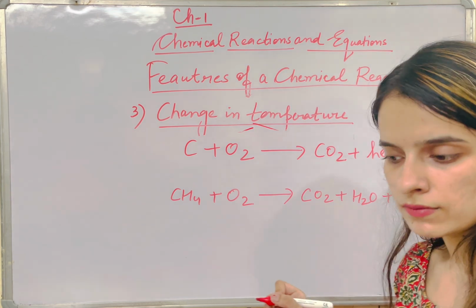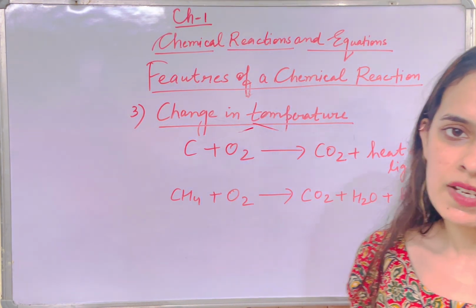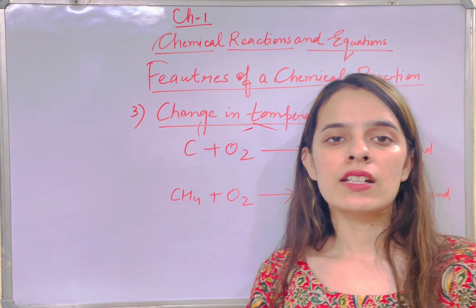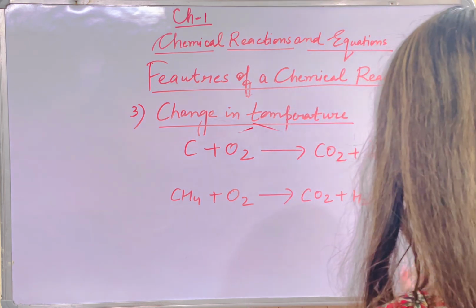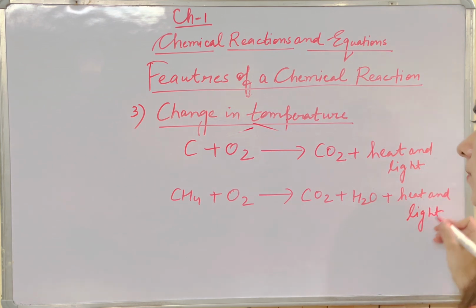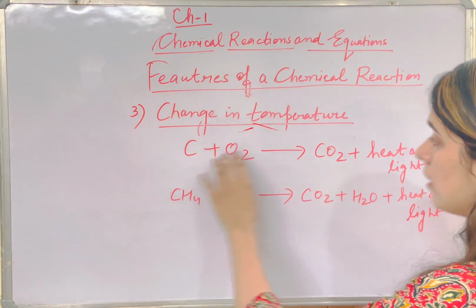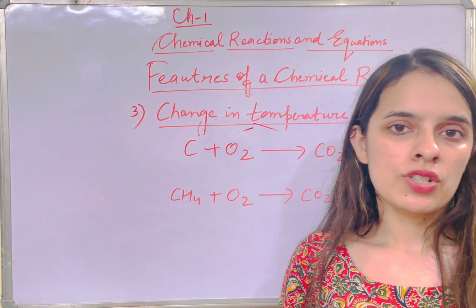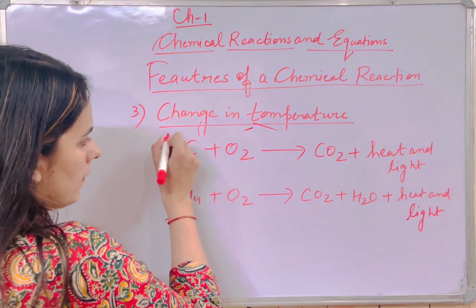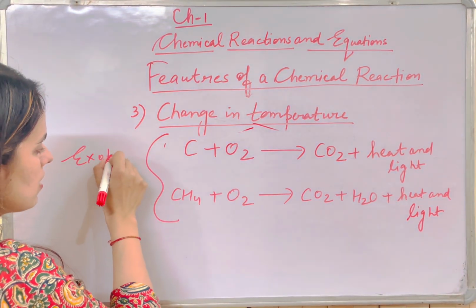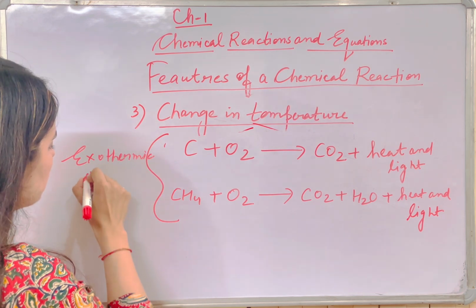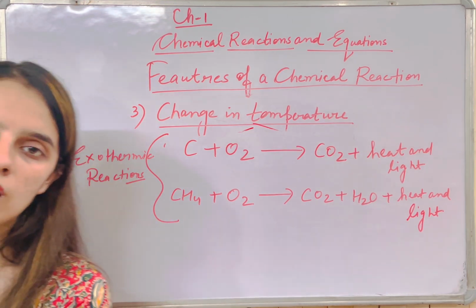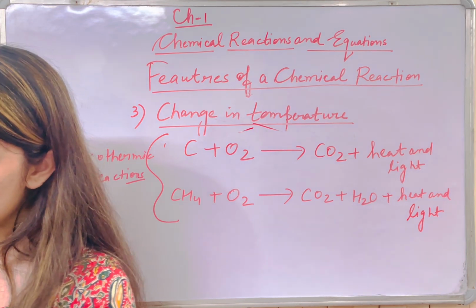Even respiration is supported by oxygen, and in that process also heat is evolved. Heat and light. Here we can see that the carbon is burnt and there is a production of heat and light, and here also heat and light is formed. So such type of reactions are called exothermic reactions, where heat is evolved. Such type of reactions are called exothermic reactions.